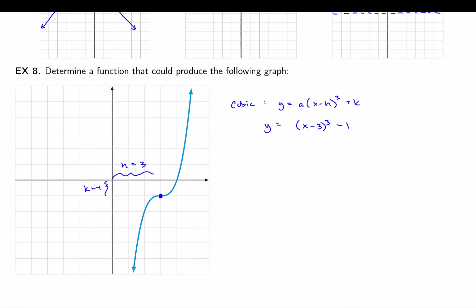And then a, if you'll notice here, if you go to the right one and then up 1, that's going to tell you what a is. A is just 1 in this case. So that gives you a function which produces this graph. You should be able to do that sort of thing, if you know these graphs well enough.